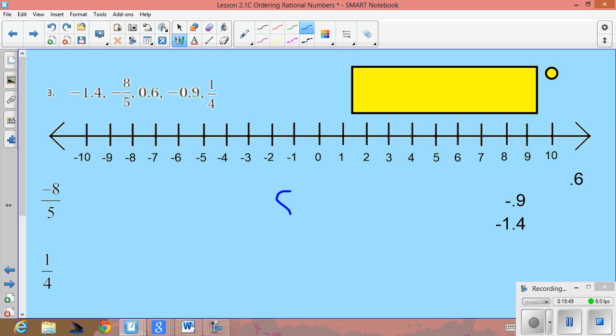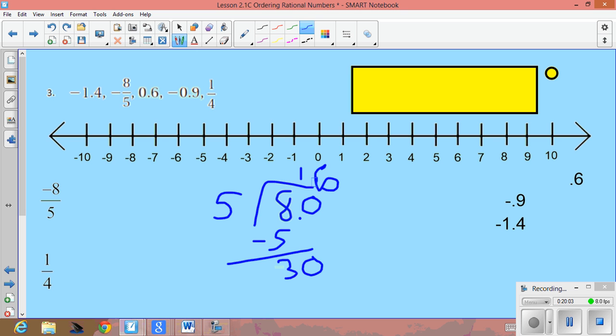So 8 is being divided by 5. 5 goes into 8 one time. There's 3 left over. I could add a decimal and a 0. 5 goes into 30 6 times. 6 times 5 is 30. 0 left over, so that means we have a terminating decimal. So this is equivalent to negative 1.6.